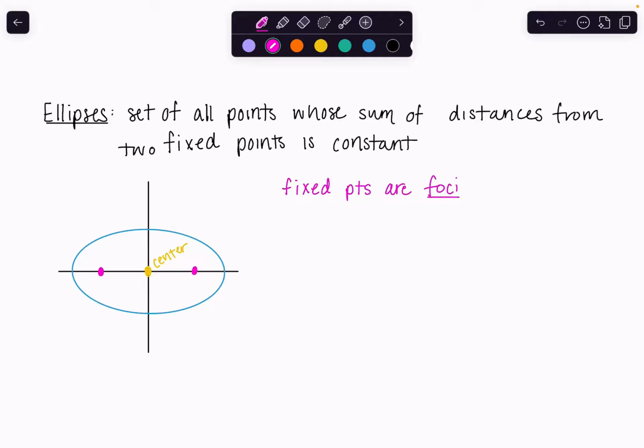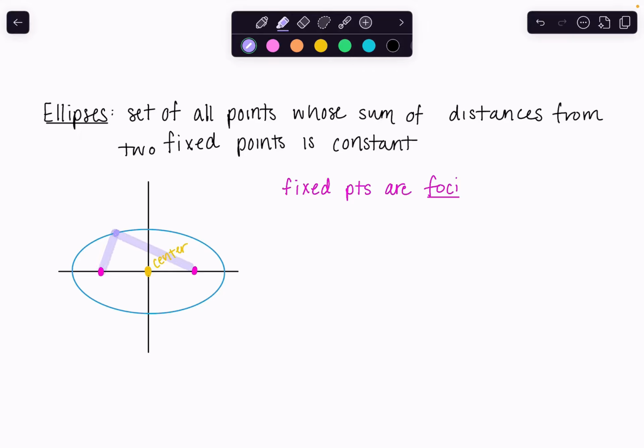If there's a single one, it's the focus. But the idea is if I take a point on the edge of my ellipse and I look at this distance and I look at this distance, their sum is the same no matter which point I take. So if I look at this point here, the distance from here plus the distance from here is exactly the same. So that's how this ellipse is defined.